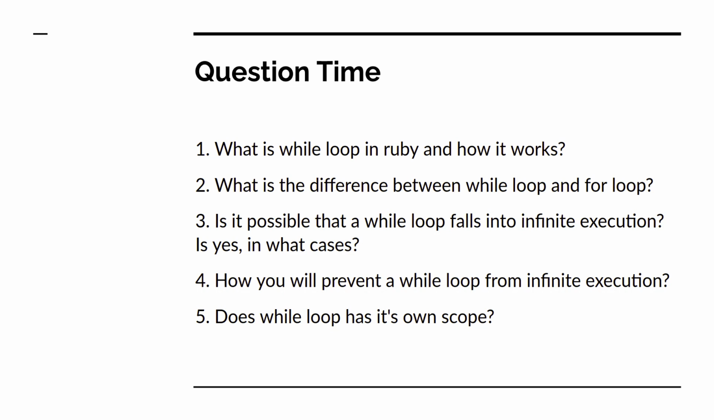Now, how will you prevent a while loop from infinite execution? So there are only a few possibilities, like satisfy your condition to be false and just try to prevent your condition from being always true. Because if the condition is always true, then the while loop will execute infinitely. Also try to avoid the condition being always false, because if the condition is always false, then there is no sense to use a while loop in a program at all. And does while loop have its own scope? No, while loop does not have its own scope.